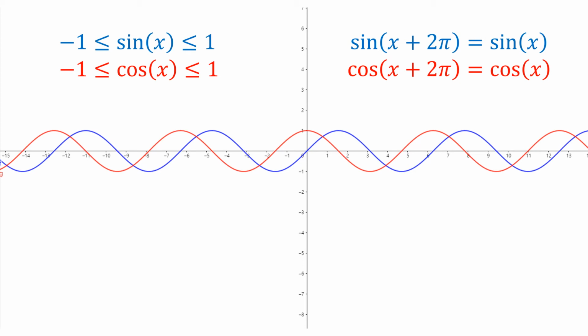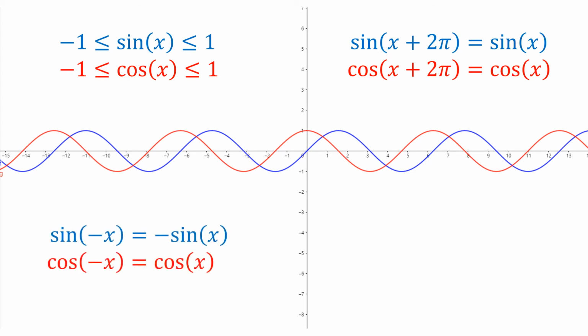Check how the function values are changed when we minus the input. Finally, we can observe that the cosine curve is the same as the shifted sine curve. This fact gives a relation.